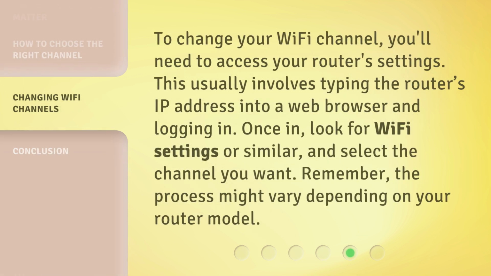To change your Wi-Fi channel, you'll need to access your router's settings. This usually involves typing the router's IP address into a web browser and logging in. Once in, look for Wi-Fi settings or similar, and select the channel you want. Remember, the process might vary depending on your router model.